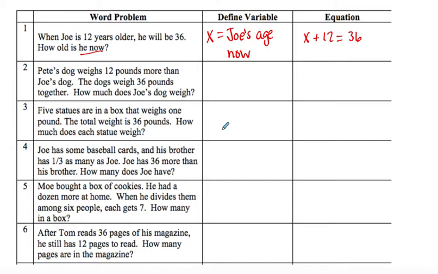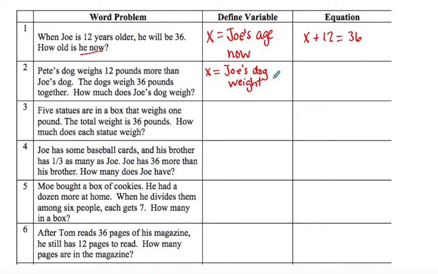All right, number 2, Pete's dog weighs 12 pounds more than Joe's dog. The dogs weigh 36 pounds together. How much does Joe's dog weigh? So the thing you don't know here is either one of their weights, but you know that Pete's dog is heavier than Joe's dog. So let's just say x equals Joe's dog's weight. Now, could you do this differently? Yes. But if I say the one that's smaller, then I can always add to that.